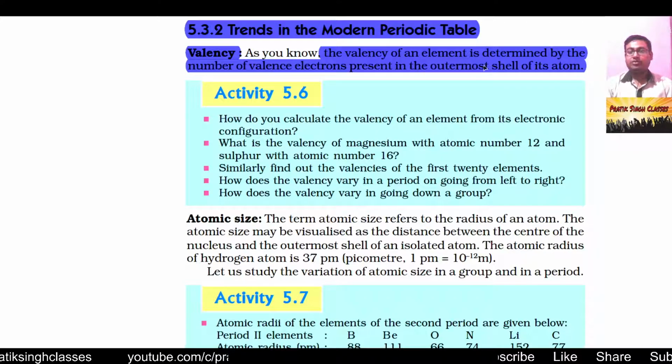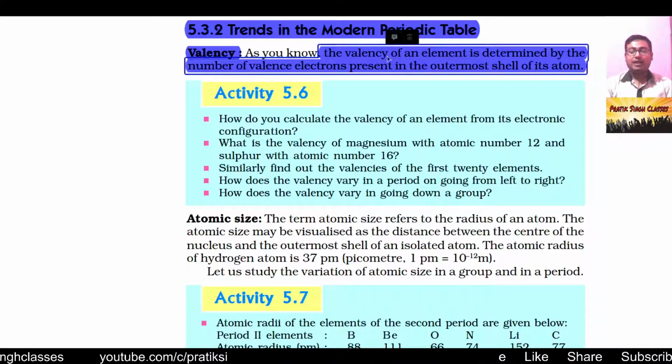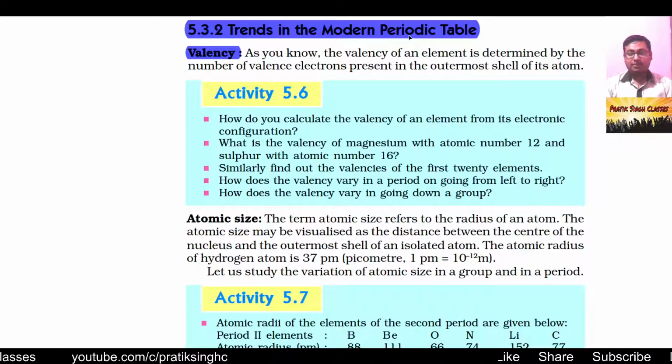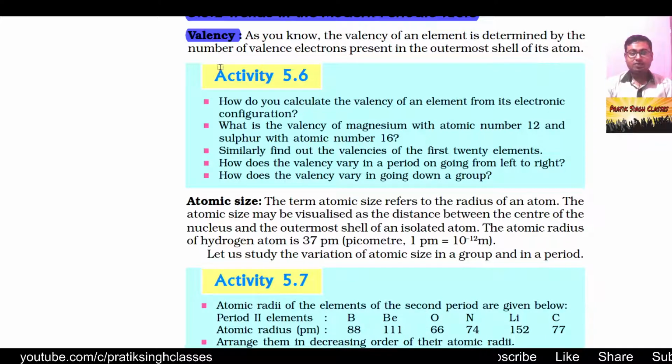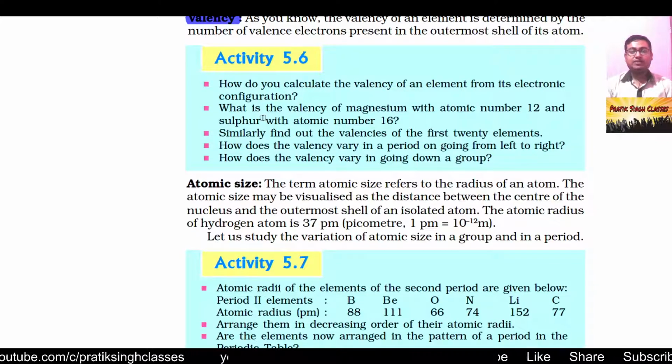Never get confused between valence electrons and valency. Once again, let me repeat: the number of electrons available in the outermost orbit is called valence electrons, and the number of electrons needed to fulfill the octet rule is called the valency of the atom. And the valency of the atom is determined by the valence electrons. Let us see activity 5.6.